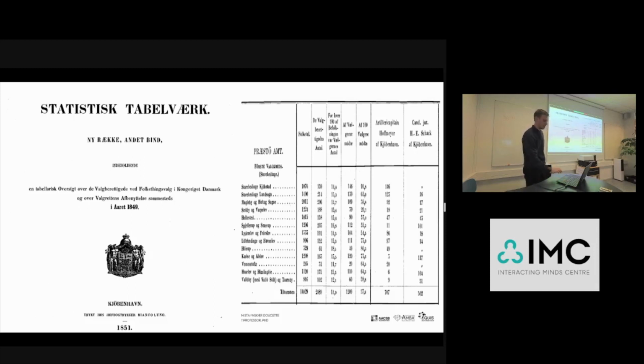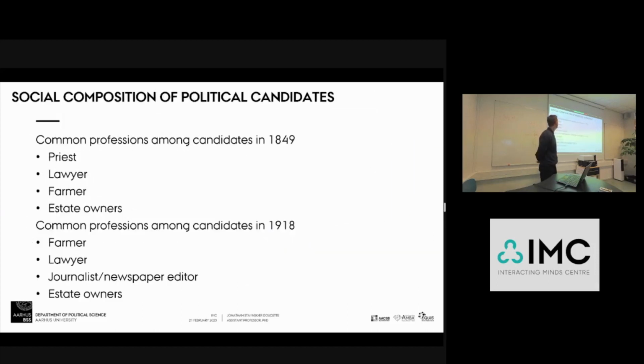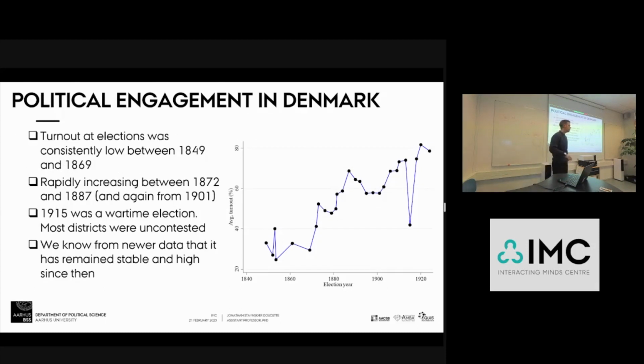Some initial patterns that we find in the data is that we basically replicate the turnout finding. So this is the average turnout among eligible voters again for each election. And what we see is that for the first few elections, it's basically a stable level of turnout and no real increase. However, from around 1872, we see a continued increase in turnout at elections.